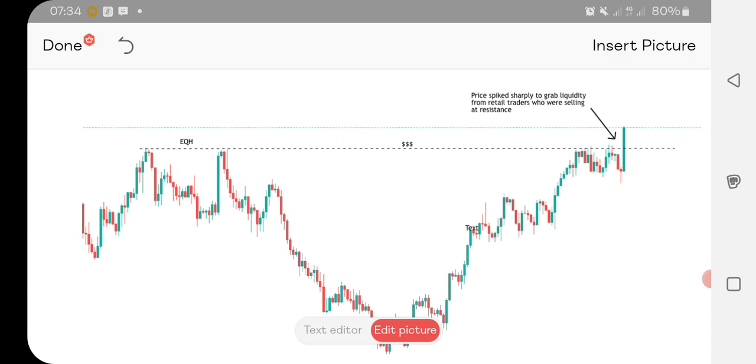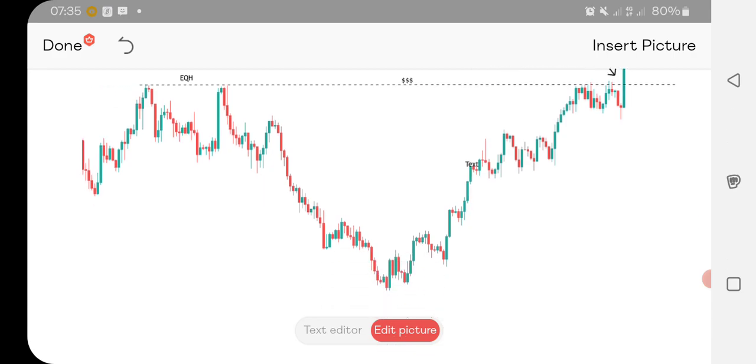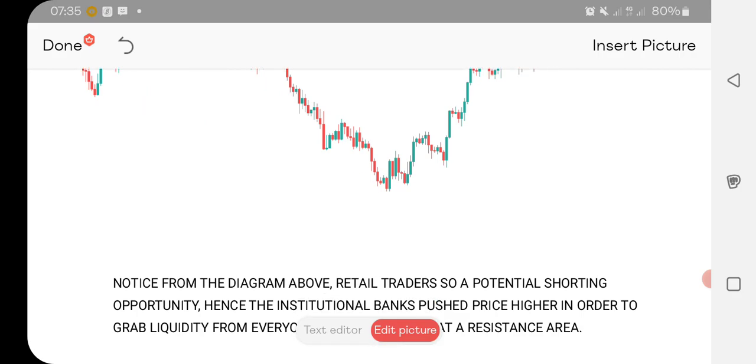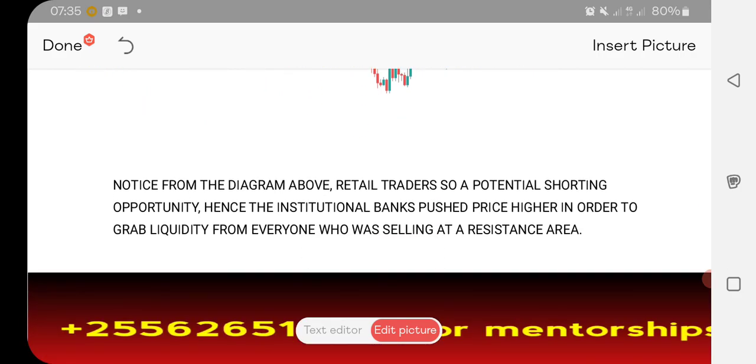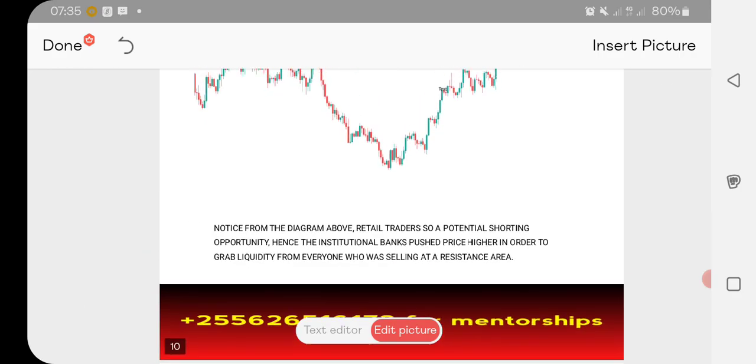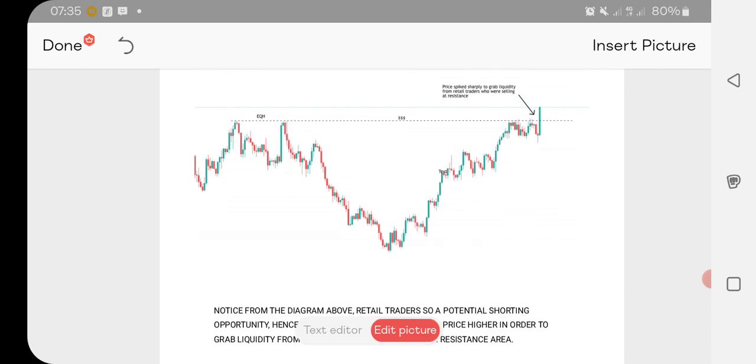They thought that this is resistance, so I have to sell. And what happened? They grabbed the liquidity. But understand that after grabbing liquidity, they'll go up, and then they'll come back again and return to that order block, and then continue in the desired direction. So notice from the diagram above, retail traders saw a potential shorting opportunity. Hence the institutional banks pushed the price higher in order to grab liquidity from everyone who was selling at the resistance area.